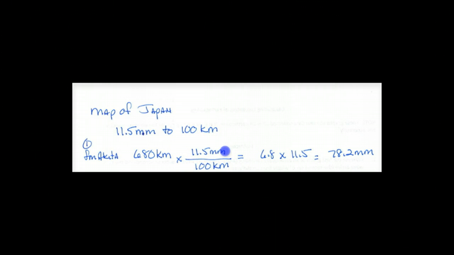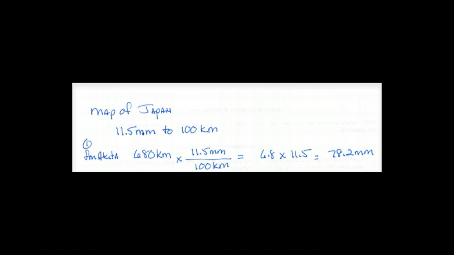Every 11.5 millimeters that I go on my map, I've traveled 100 kilometers. I want to travel 680. So if you think of this mathematically, I'm going to divide 680 by 100, and I'm going to get 6.8, and I'm going to multiply it times 11.5. So this divided by this multiplied times this. And I get 78.2 millimeters.